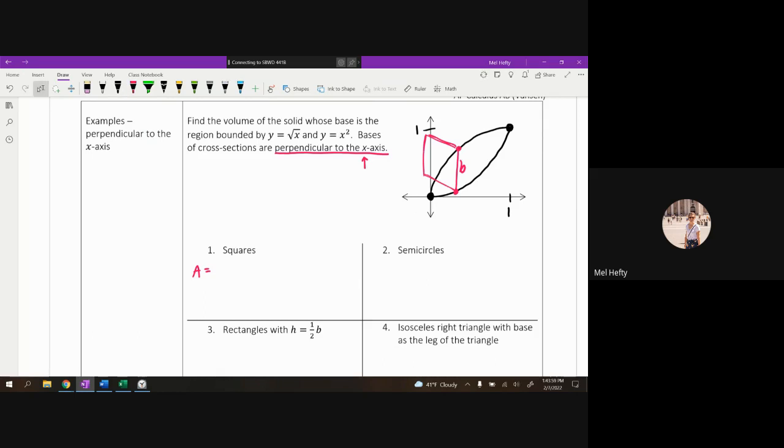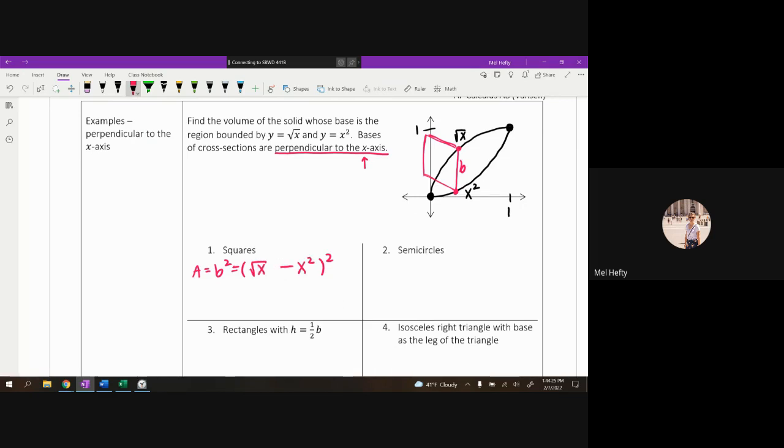All right, what's the area of a square? All right, let's talk about B. Again, theme: top function minus bottom function. Oh, we didn't label them yet. Anyone know what that top function is? Square root of x. And bottom function, x squared. So I'm going to do the square root of x minus x squared.